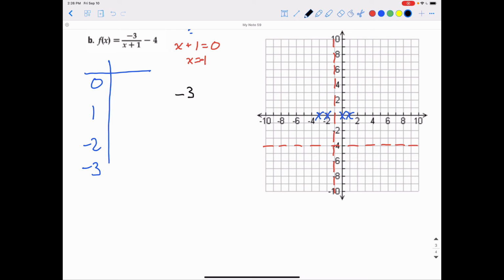We'll have negative 3 over, then let's start by replacing the x with 0, plus 1, and then minus 4. So that would be negative 3 over 1, which is negative 3. Negative 3 minus 4 is negative 7. So when x is 0, y will be negative 7. And then do it again. This time use 1.